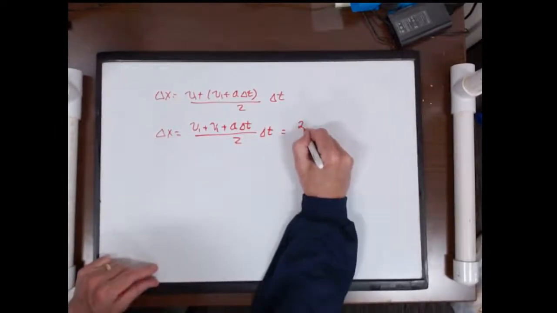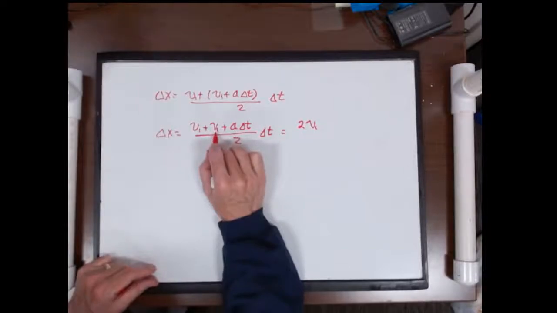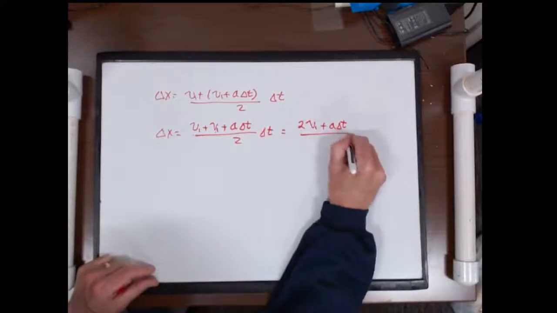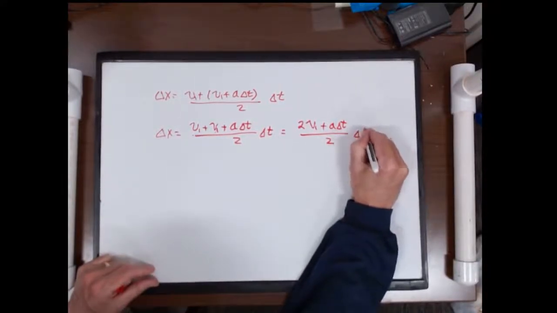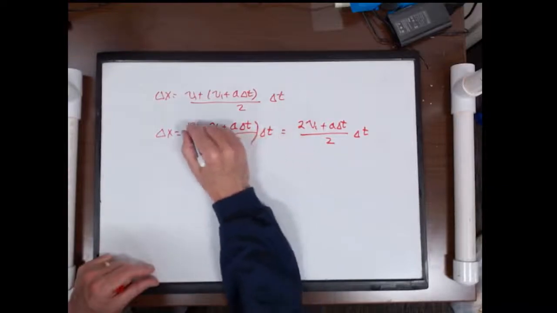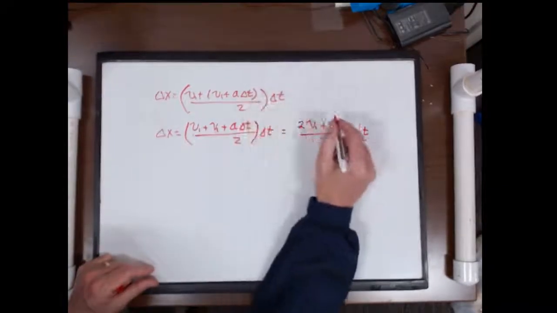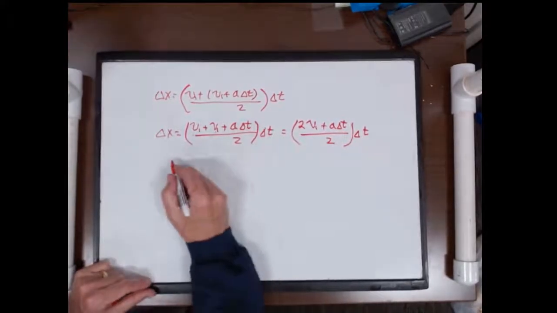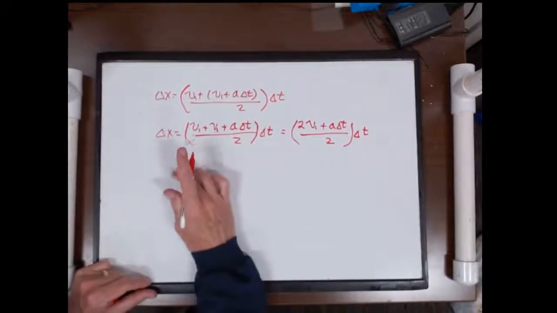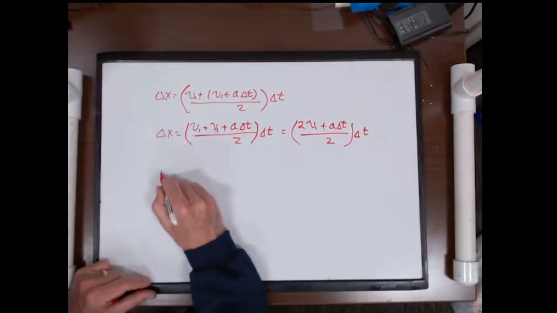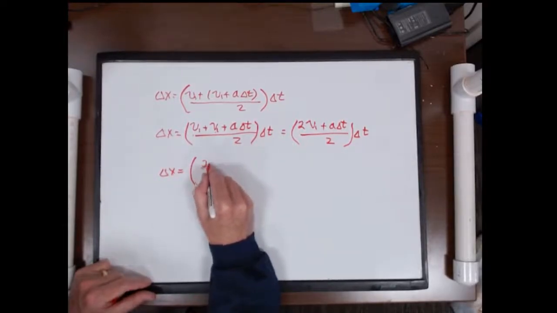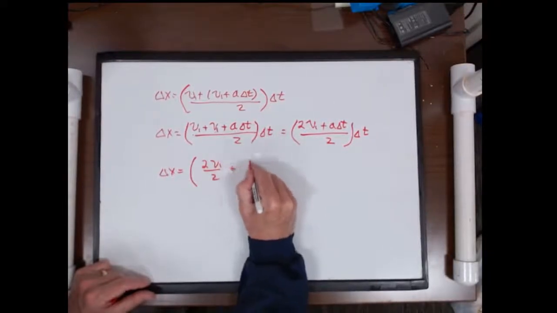But that's just equal to 2 times v1, because v1 plus v1 is just 2 times v1, plus the acceleration times the change in time, all over 2 times the change in time. And this change in time is actually multiplying the whole thing, right? This guy on the outside multiplies everybody on the inside. Well, if I just want to look at this expression in parentheses, delta x is equal to, if I take this in a lot of steps, this is 2v1 over 2 plus the acceleration times the change in time over 2.